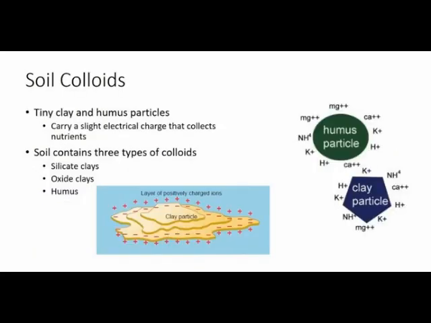We should also look at the soil colloids, because they are tiny clay and humus particles, and they carry a slight electrical charge that collects nutrients. And the soil contains 3 types of colloids. That is silicate clays, oxidized clays and humus. Now you might say that this is too much for me. I just want to grow roses, that's all. And yes, I get it. But at this point, I will suggest that you take a look at the uptake by the roots.